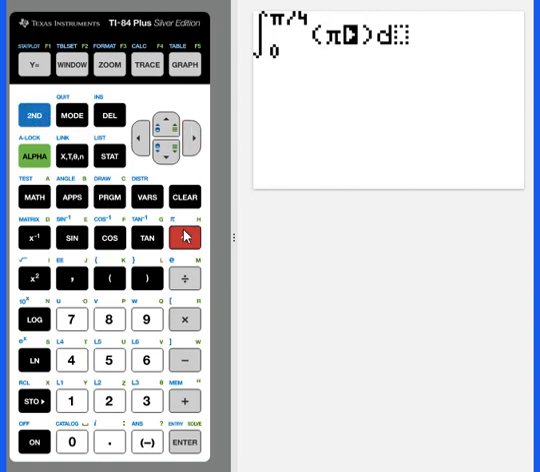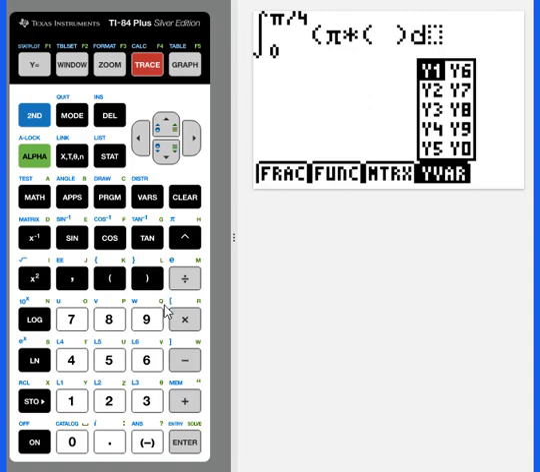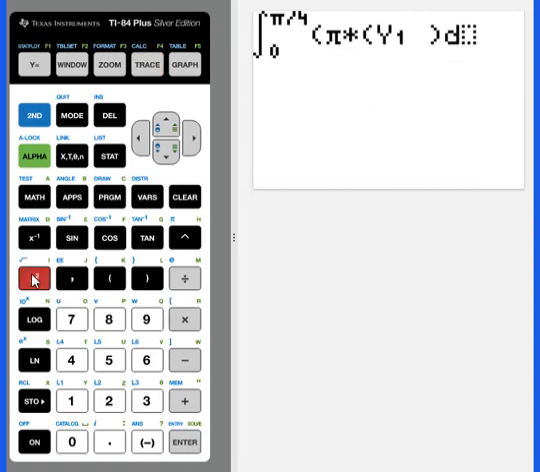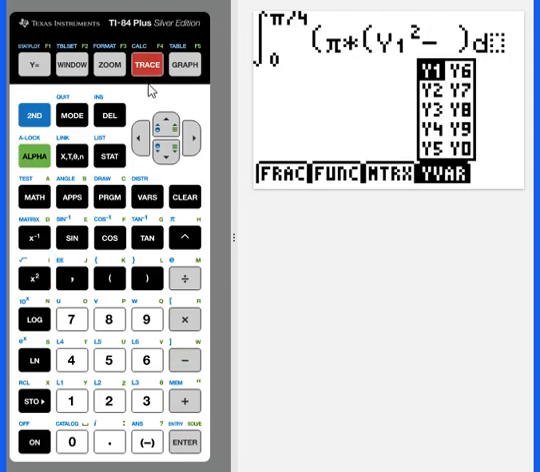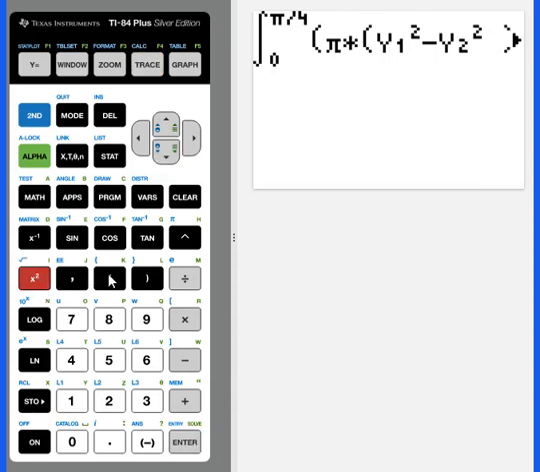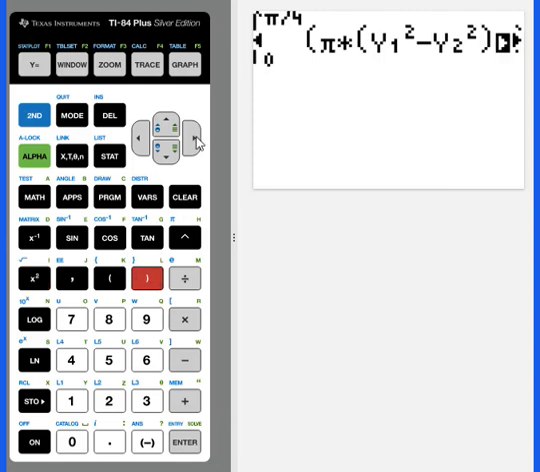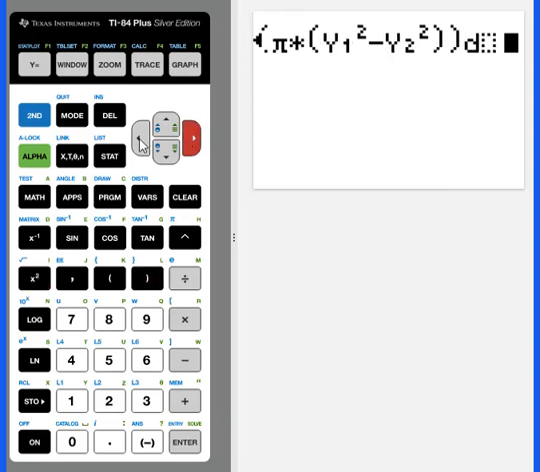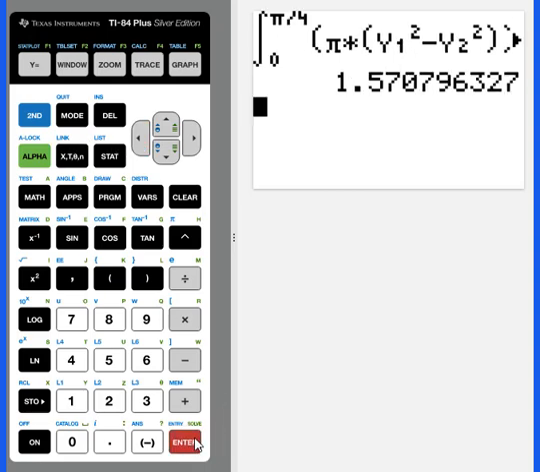Then that's pi times, parentheses, alpha trace, y1 squared, minus alpha trace, y2 squared. Here's x. Then enter. This will be your answer.